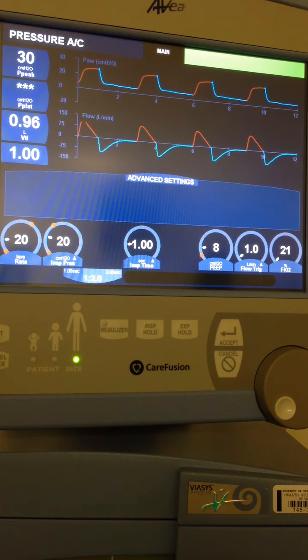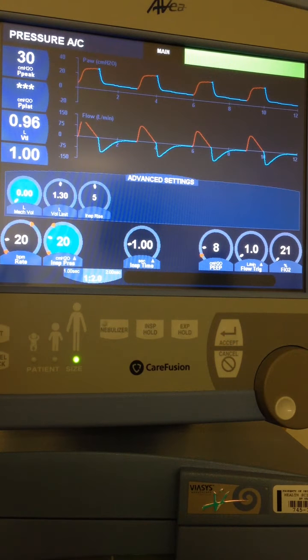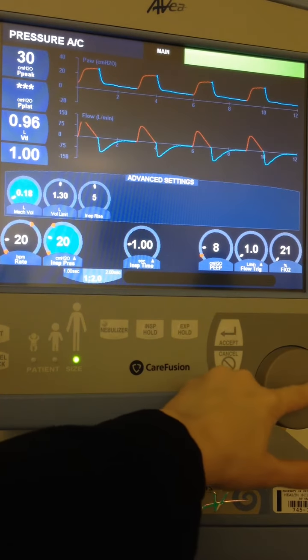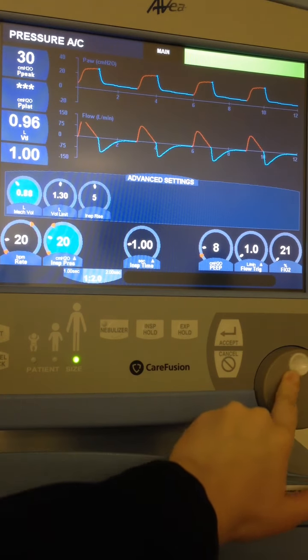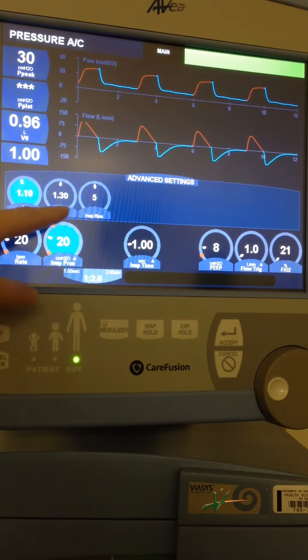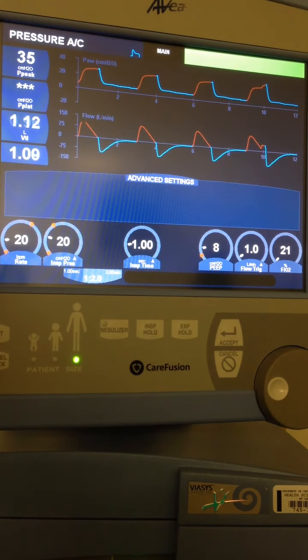Well, machine volume essentially puts a lower limit on how little tidal volume we can get. So the ventilator changes the flow pattern in order to get the tidal volume we specify. Right now we're getting about 950, 960 mLs. Let's just say we want to shoot for like 1.1 liters. Now we have our limit at 1.3, so we won't exceed 1.3, but we should get very close to 1.1 on our tidal volume.